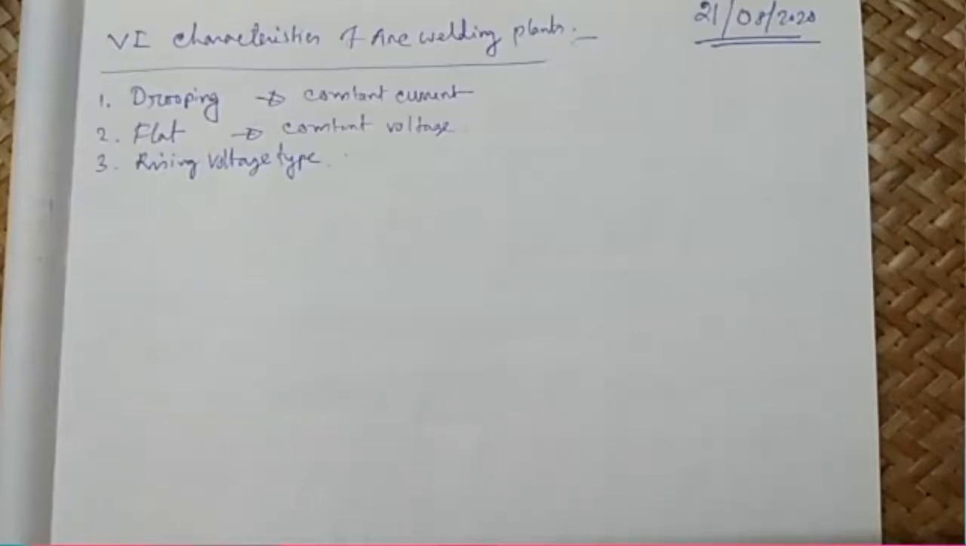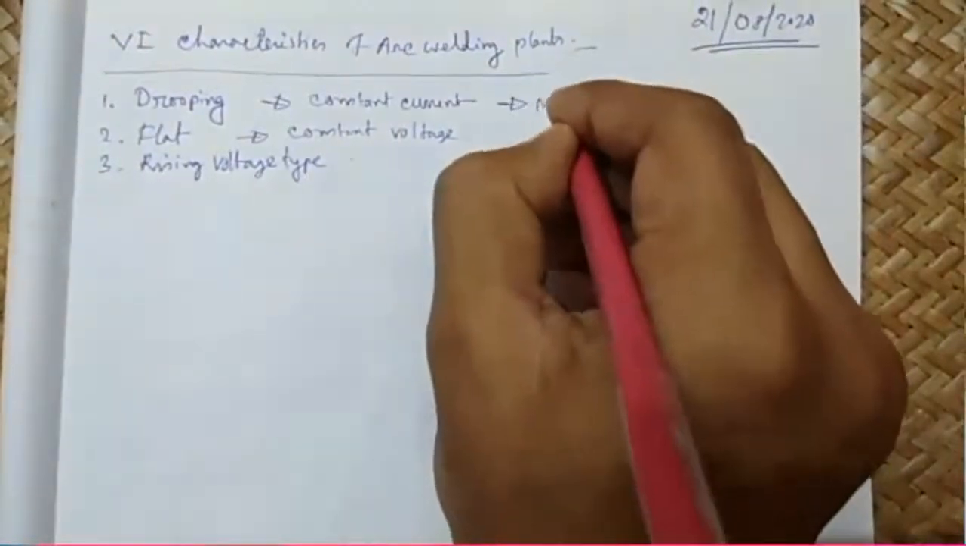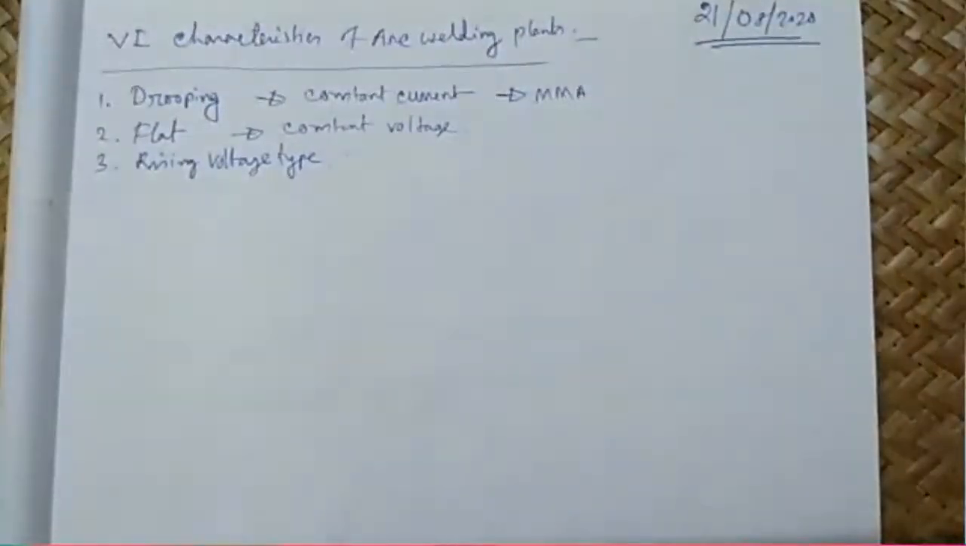In normal MMA welding, drooping characteristics are always used. So drooping is used in MMA welding, manual metal arc welding. Why? Because when in MMA arc welding we initiate the arc, we touch two electrodes, and as a result there is a huge current surge in the transformer or in the DC machine. To withstand that surge, the machine is set in such a way that it tries to keep the current constant.